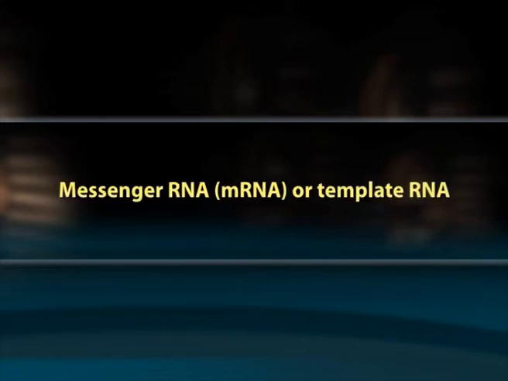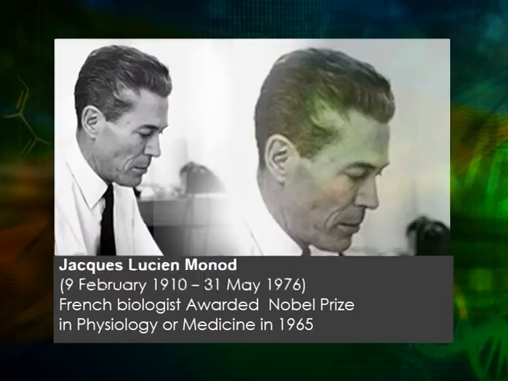First one, messenger RNA or mRNA or template RNA. Jacob and Monod in 1961 proposed the name messenger RNA for the RNA carrying information for protein synthesis from the DNA, that is genes, to the sites of protein formation, that is ribosomes. It consists of 3 to 5% of the total cellular RNA. Messenger RNA is the intermediary molecule that carries information from the DNA to the protein machinery so that it can be translated to functional protein.